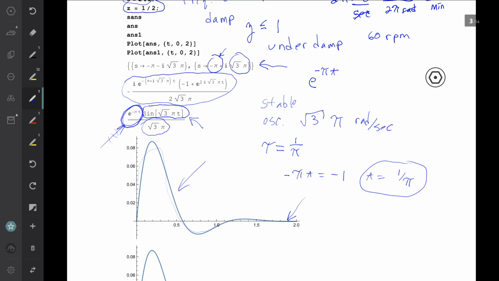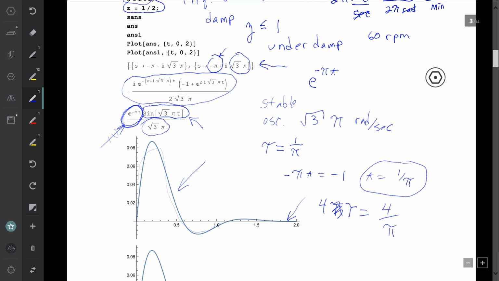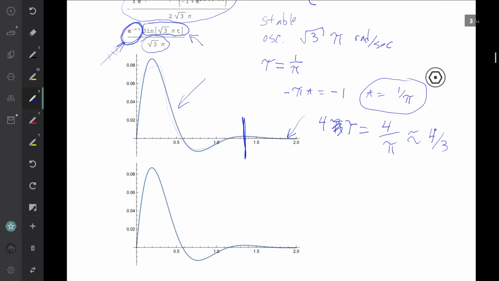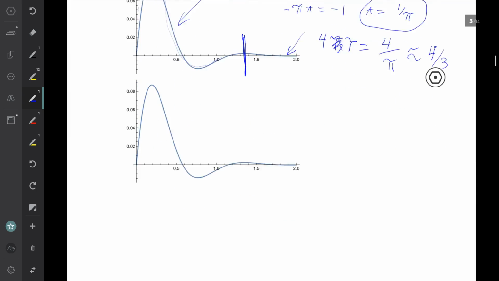The settling time: when does it arrive within 2% of where it's going to go? That's always equal to 4 times the time constant. So in that case it'd be 4 over pi, and pi is about 3, so this is approximately 4/3, about 1.3, so that would be right about here. That's about where it gets to within 2% of where it's going. Kind of hard to see off the graph, but approximately there.